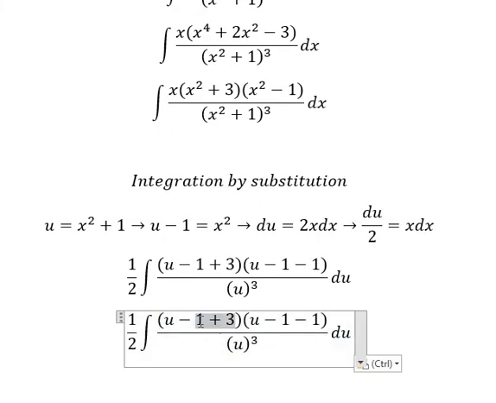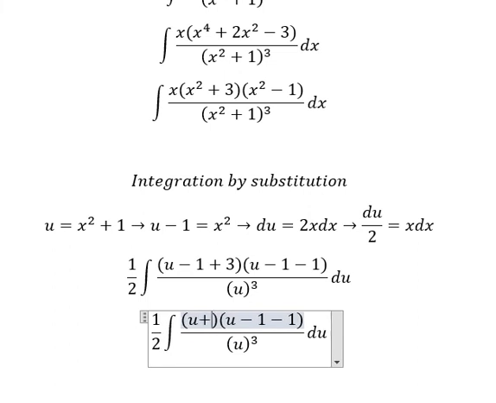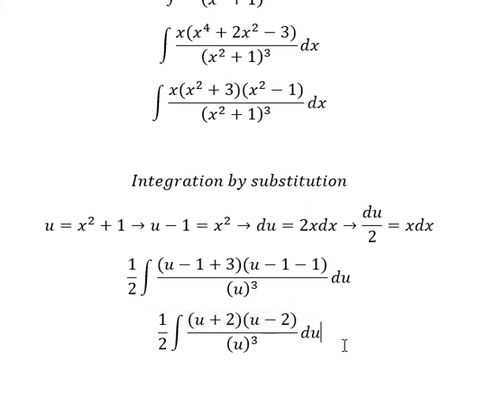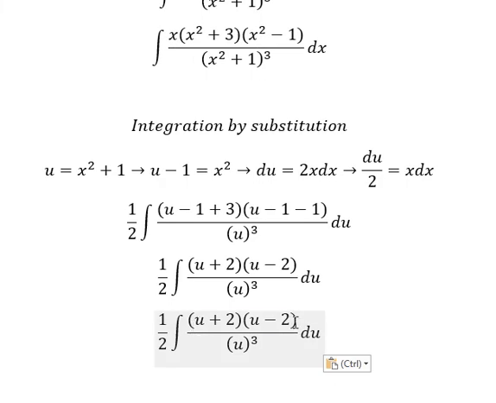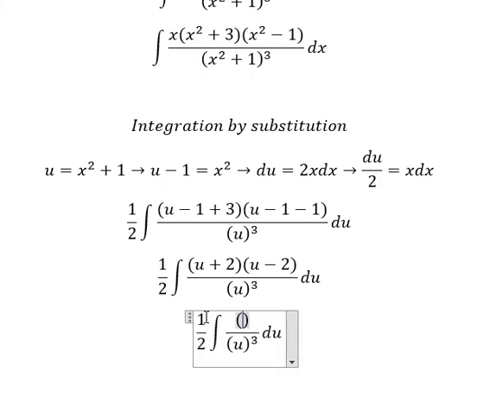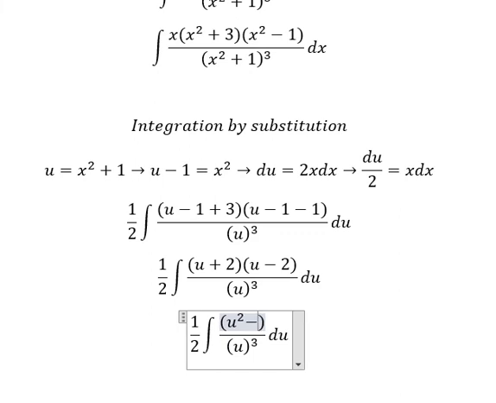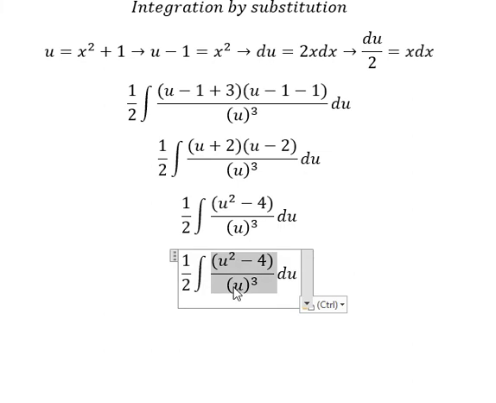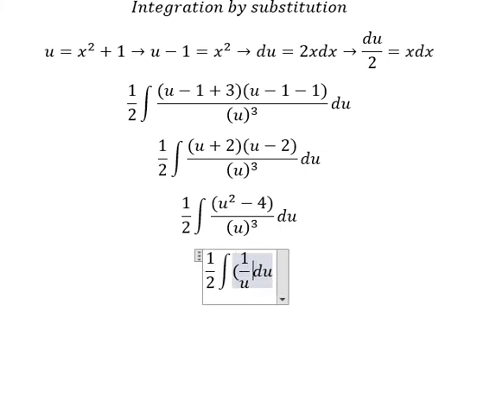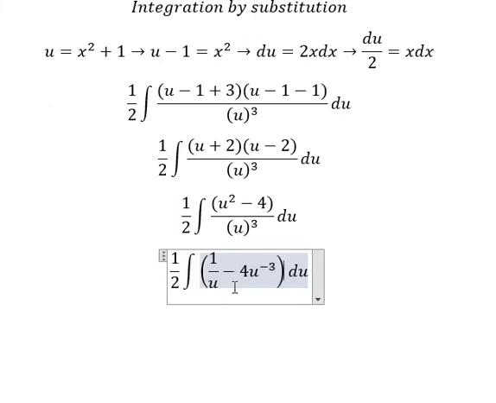This is negative number, this is positive number 2, this is negative number 2. So this is an identity, so we put u squared minus 4. This one divided by this one divided by this one. So we have 1 over u minus 4 u to the power of negative number 3.